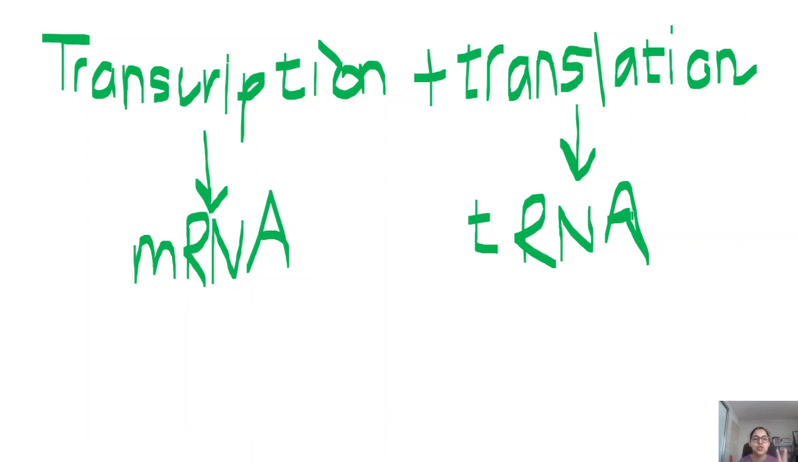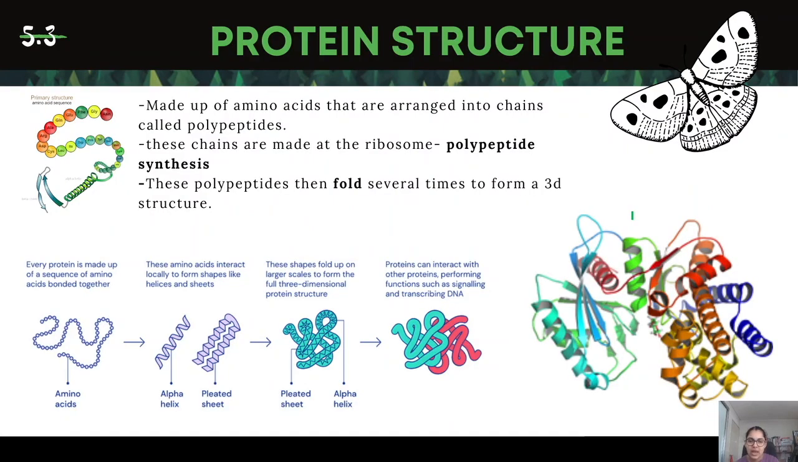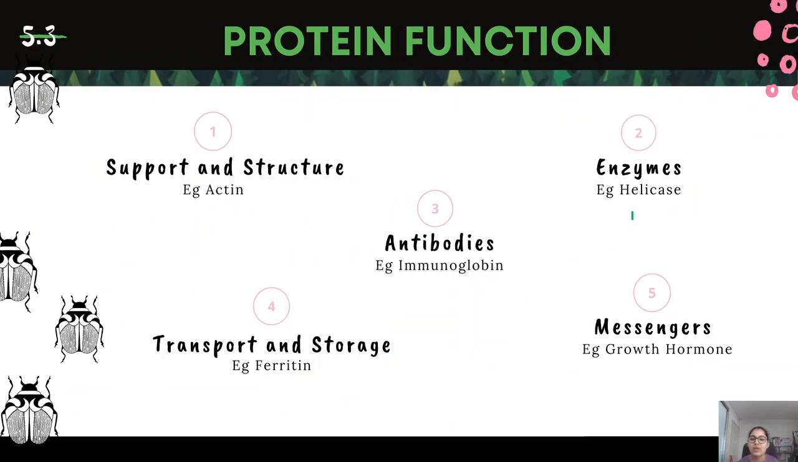So these are the two processes that come into use when we actually want to make proteins from our DNA. Now, why do we actually need proteins? We need proteins for support and structure in our body. Actin is a filament, and it is important with your muscles. Muscles are made up of actin and myosin.